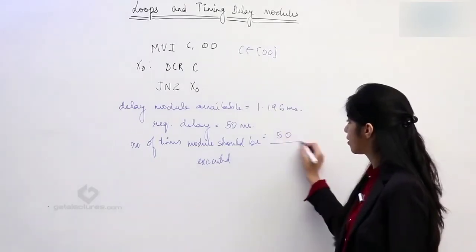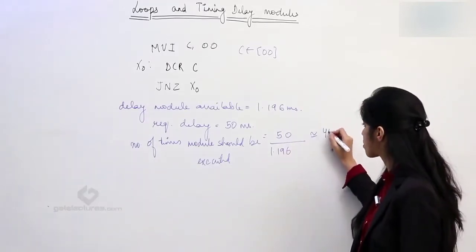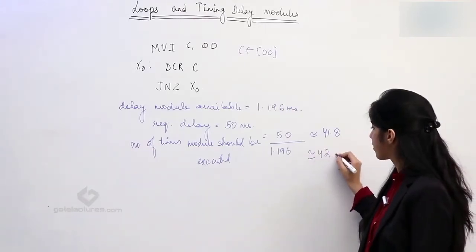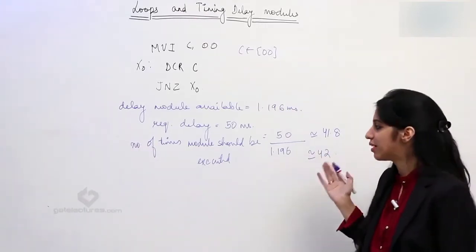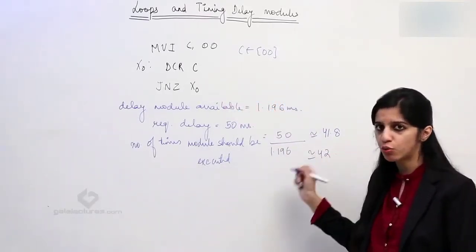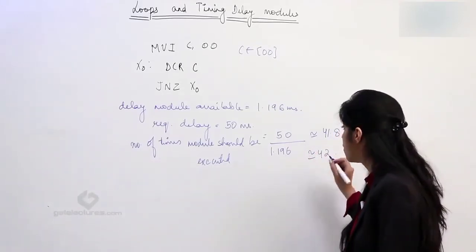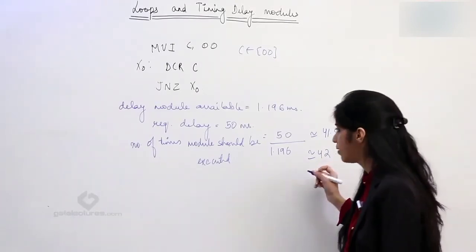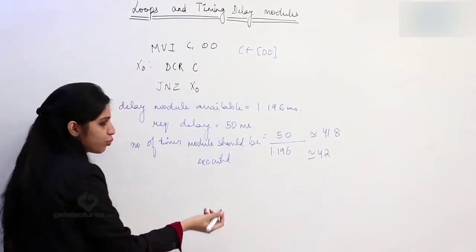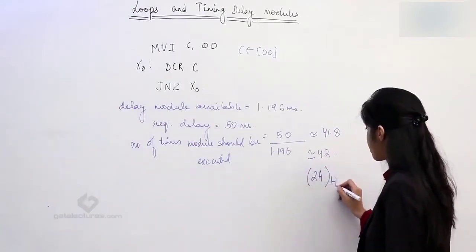How do I do this? This is going to be 50 divided by 1.196. When you perform this calculation, you are going to get approximately 41.8, which I am taking as 42. That means for getting an approximate delay of 50 milliseconds, I should execute this module a total of 42 times. When you represent 42 in hexadecimal, you are going to get it as 2A. I am writing it here only. This is going to be 2A in hexadecimal.